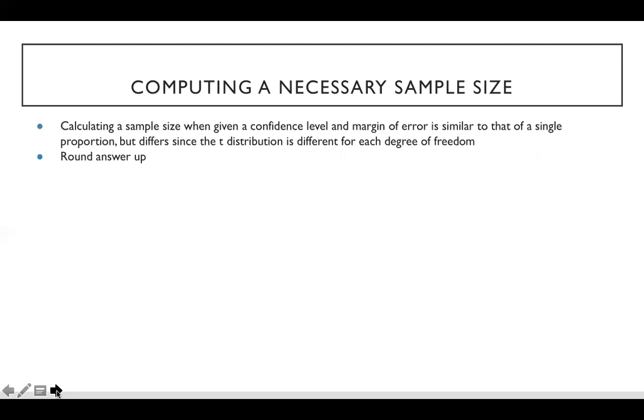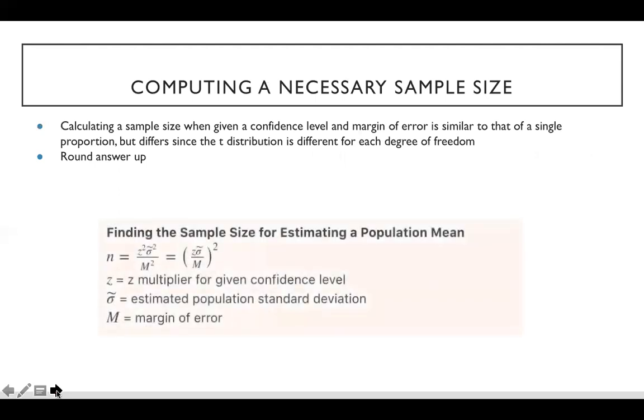So we can again compute a necessary sample size if we're given a level of confidence and a margin of error. This just differs a little bit because the t-distribution is different for each degree of freedom. And you just want to make sure when you calculate the sample size that you round your answer up in order to make sure that you can get that confidence level and margin of error if you were to use that sample size in the future.